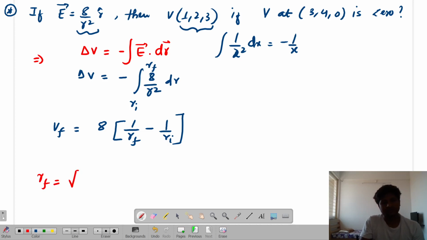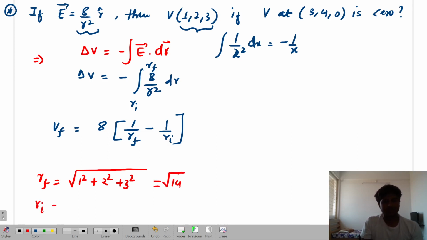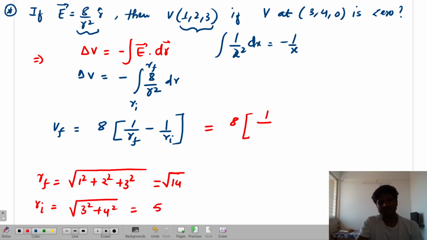r final is nothing but root over x final square plus y final square plus z final square, isn't it? So just use 9, how much is this? 9 plus 4 is 13, plus 1 is 14. So this is root under 14, and this is how much, r initial is root under 3 square plus 4 square, which is 5. So the answer is 8 (bracket close) 1 by root under 14 minus 1 by 5 volts. That's your answer. Solve it.